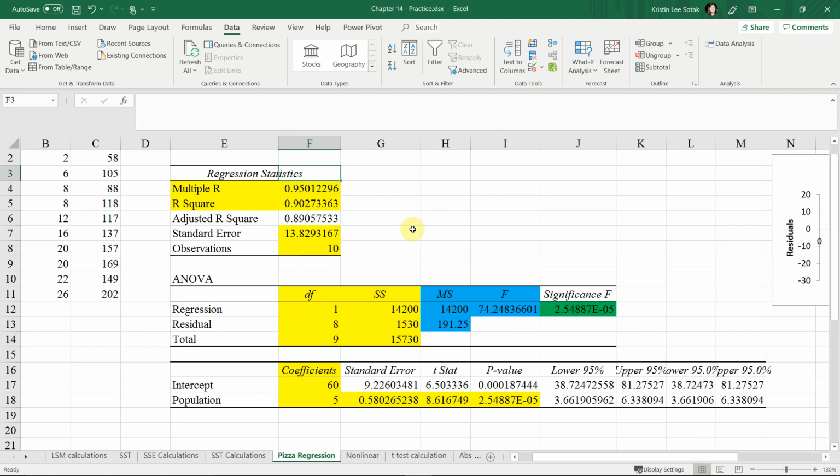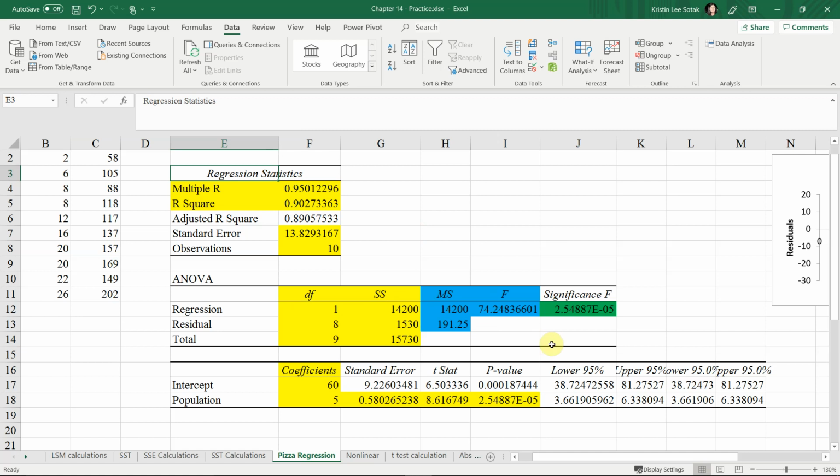So it's really simple to do this in Excel. Just go up to data, data analysis, hit regression, enter your data, and boom, there it is. It's a lot easier to do it in Excel, but I think by doing it by hand, you appreciate what all of these values really mean in terms of breaking it down and understanding it.